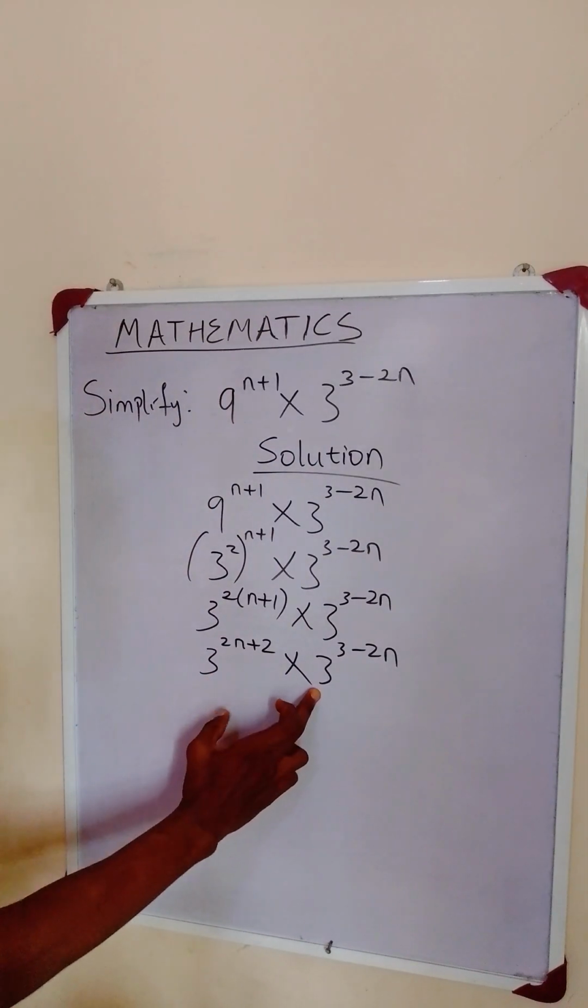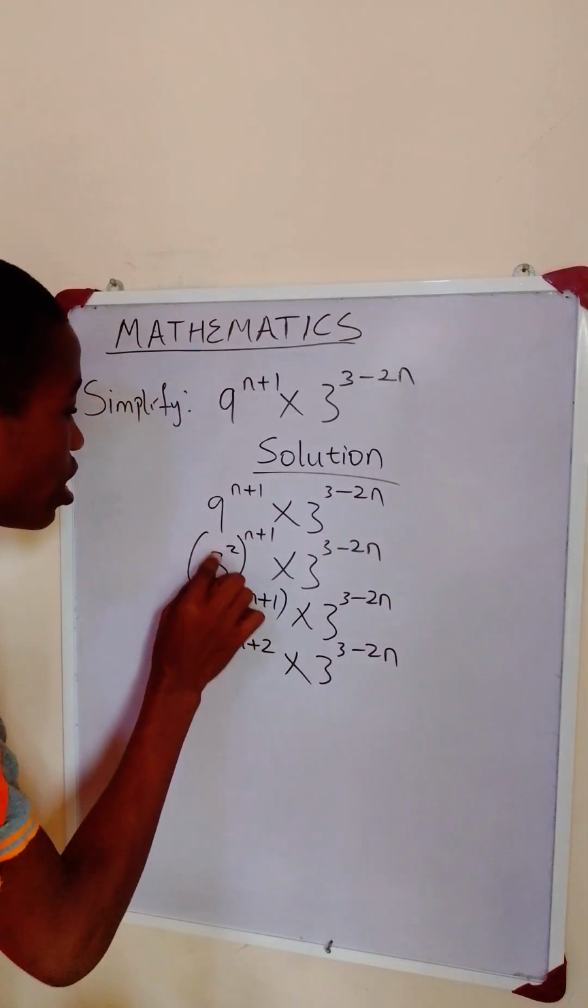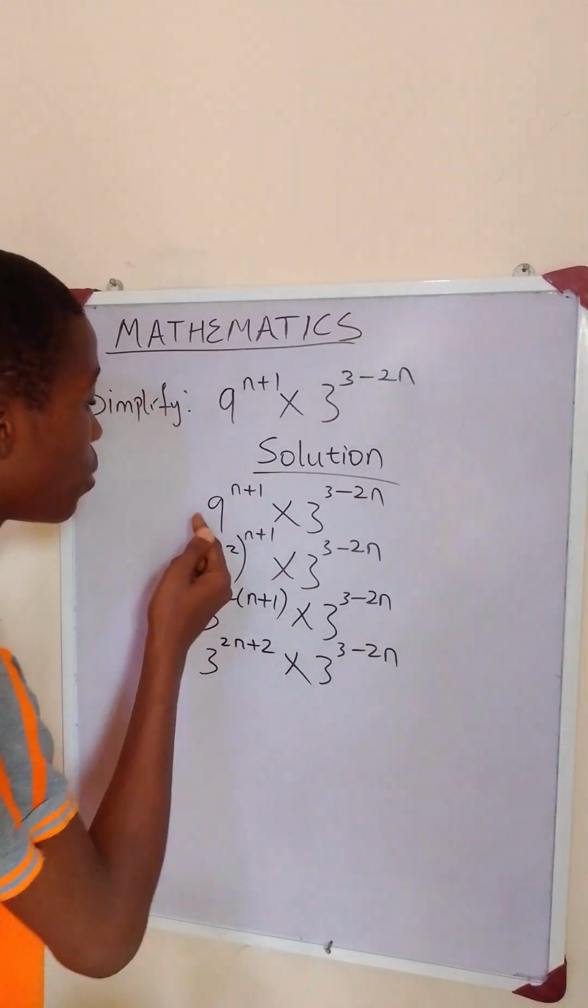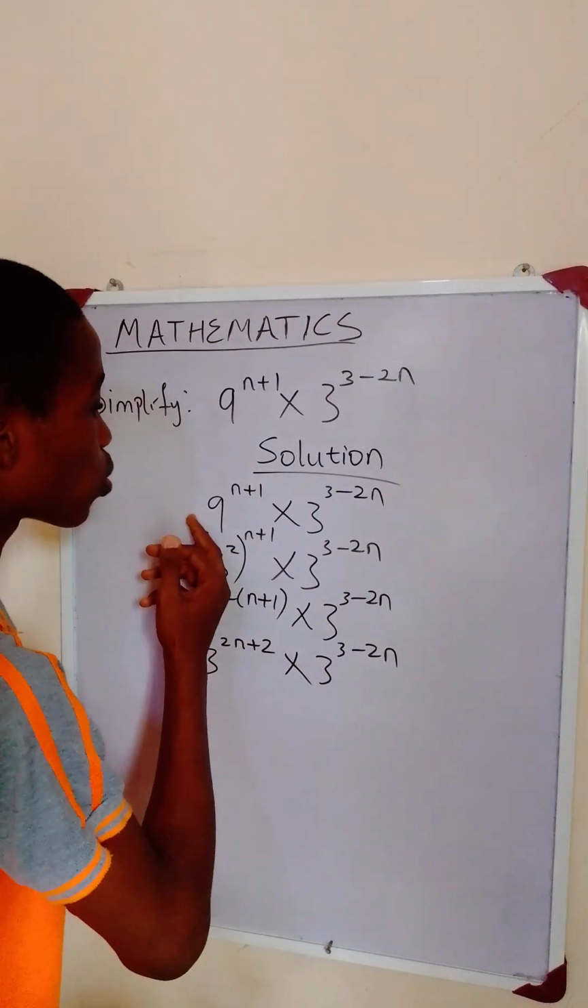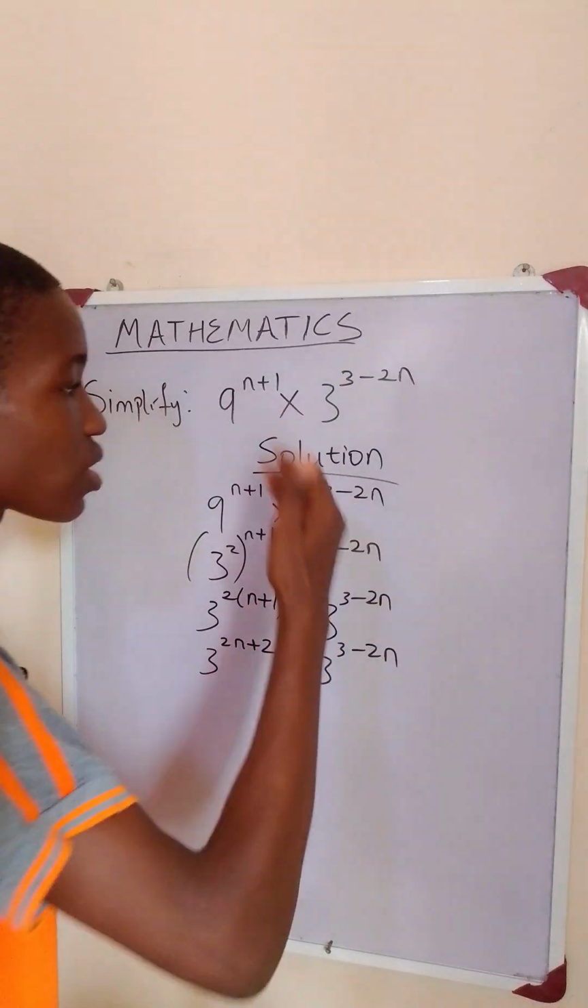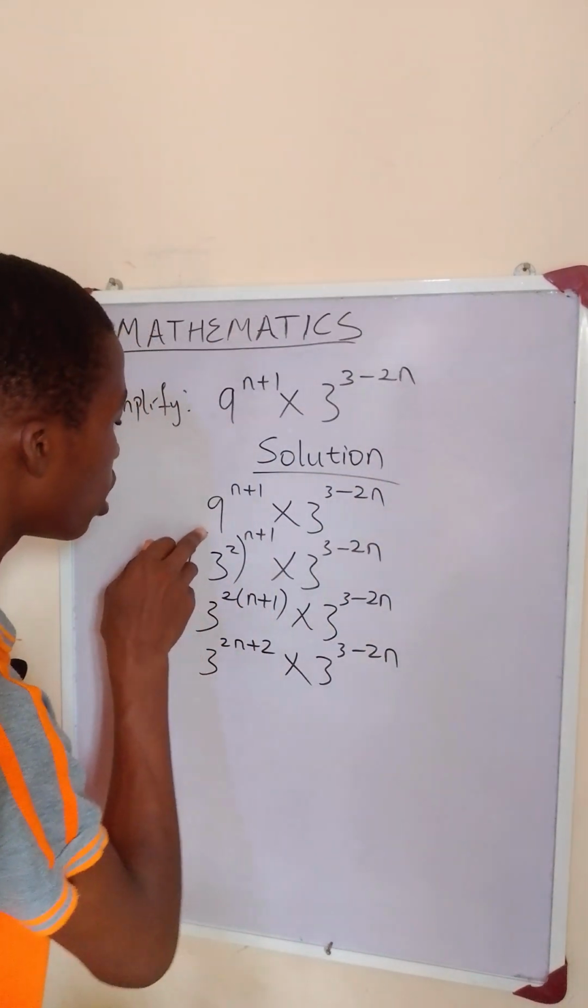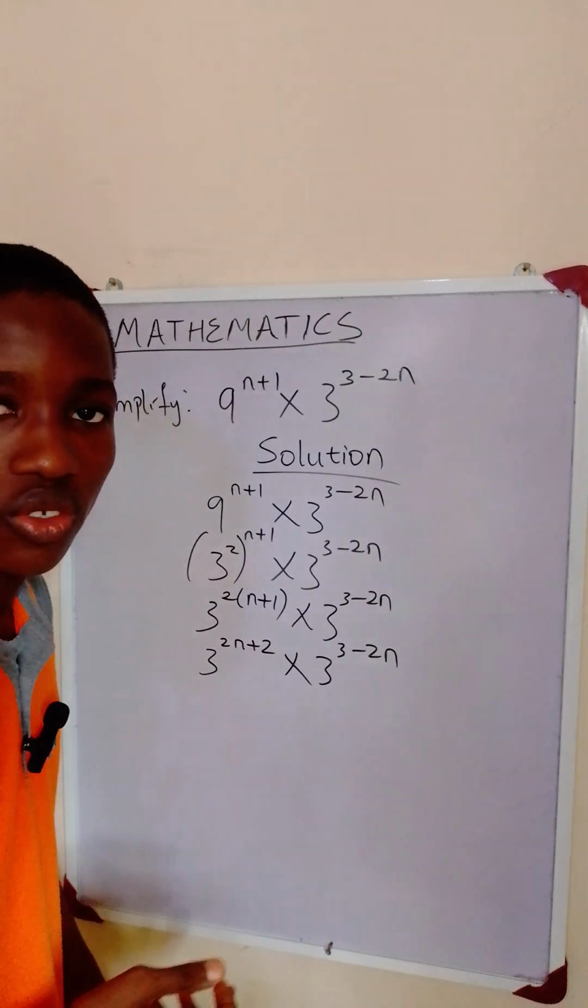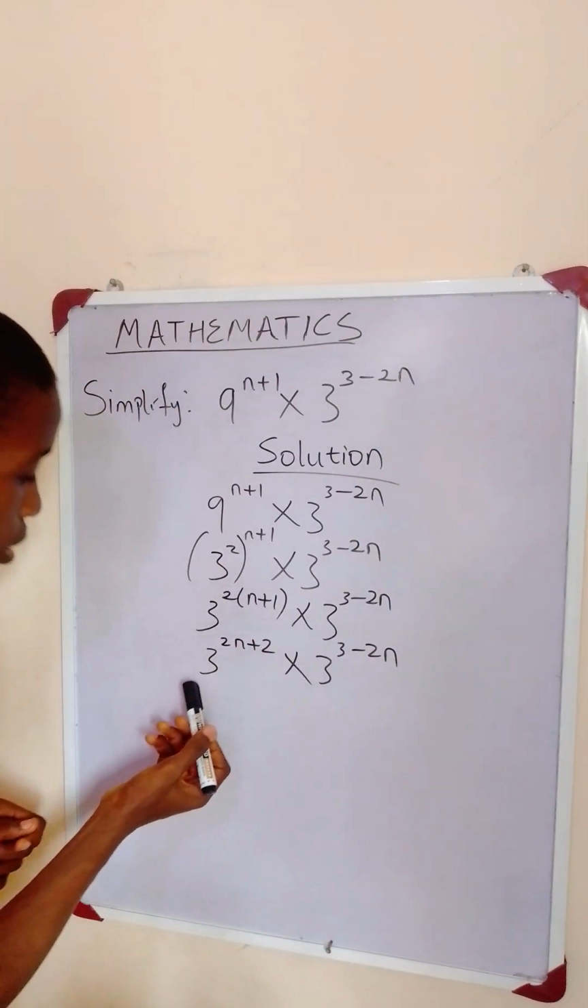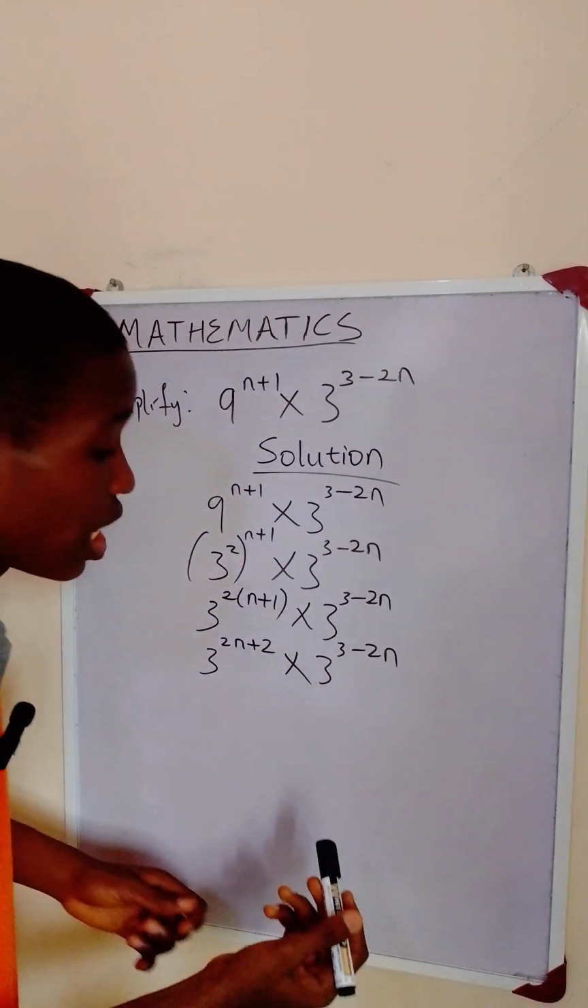Now you have gotten this. The 3 and the 3, they are the same. Remember how we did it? We made this 9 in base of 3. So maybe if this number is 27, you need to make that 27 in base of 3. If you do 3 times 3 times 3, you get 27, and you replace it with 3 raised to power 3. So it's very easy. Now we have the same base here, and multiplication is here.